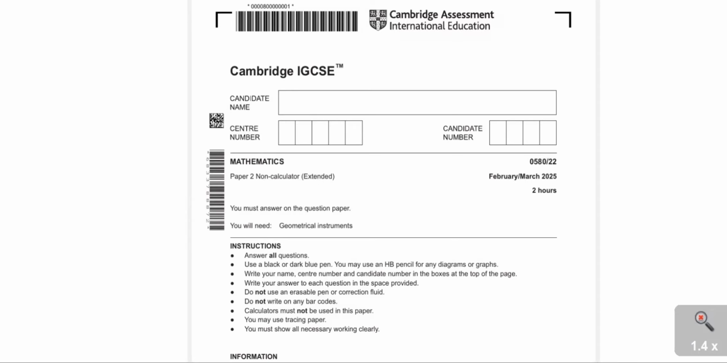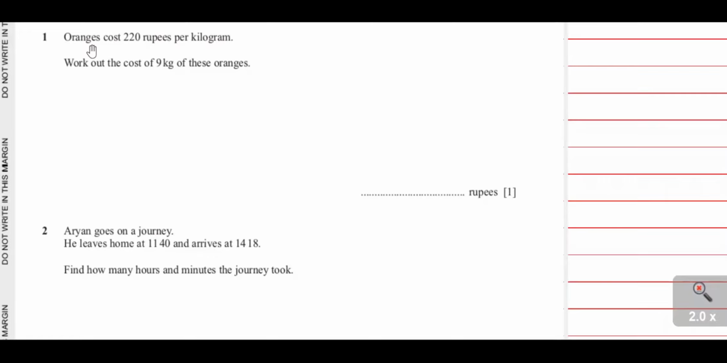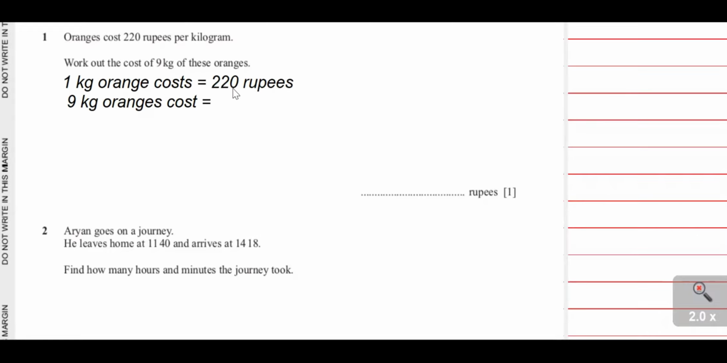Let's start question number 1. Oranges cost 220 rupees per kilogram. Work out the cost of 9 kgs of these oranges. Look here, we can write this here. 1 kg orange costs 220 rupees. 9 kg orange cost will be 9 multiplied by 220, and this will be equal to 1980 rupees. And this is the answer.